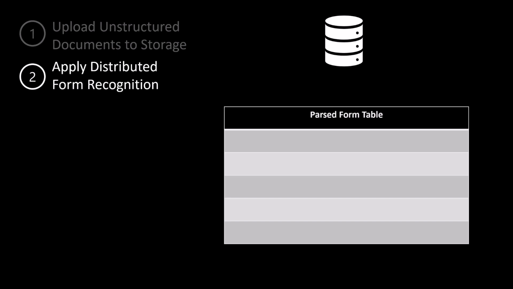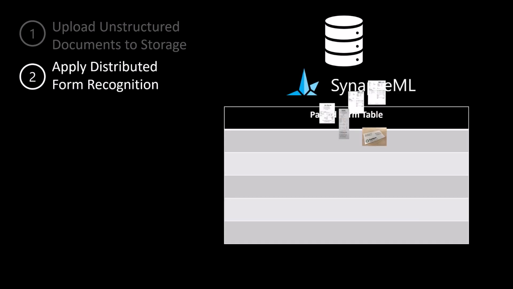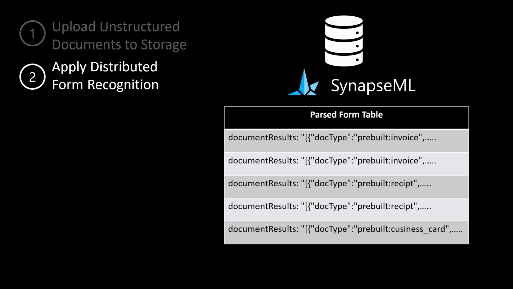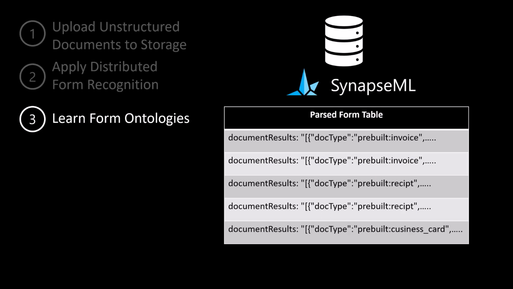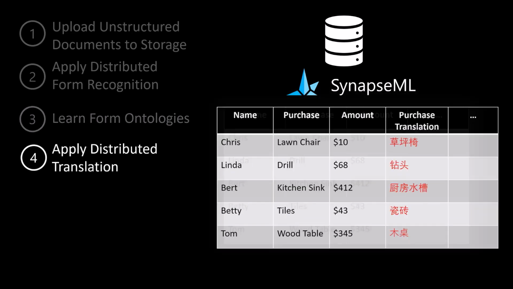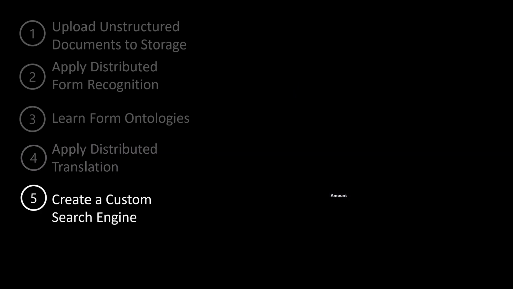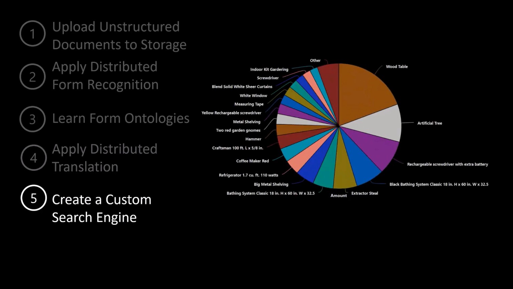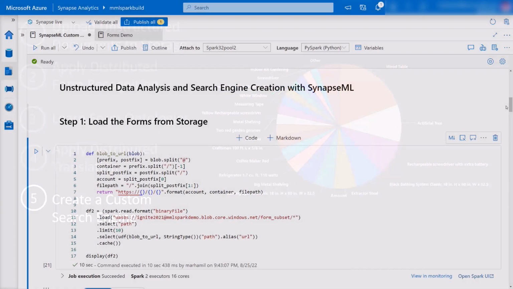on Synapse. We'll then apply distributed form recognition, a cognitive service integration part of SynapseML, to extract key information from these forms. We'll standardize and clean up this information with the SynapseML form ontology learner, and then we'll localize it in a variety of different languages using SynapseML's distributed translation APIs. Finally, we'll take this information and put it inside a custom search engine, and we'll explore this data within a Synapse notebook. So let's get started.